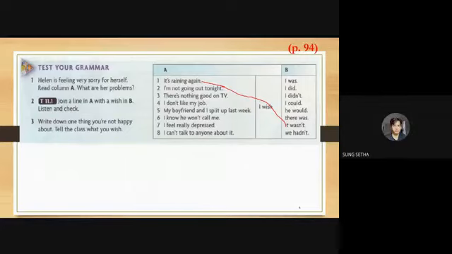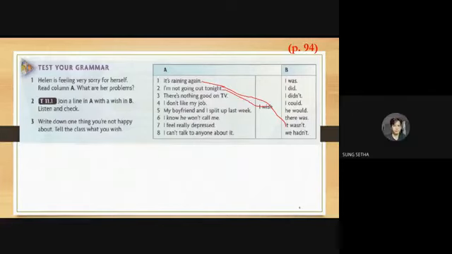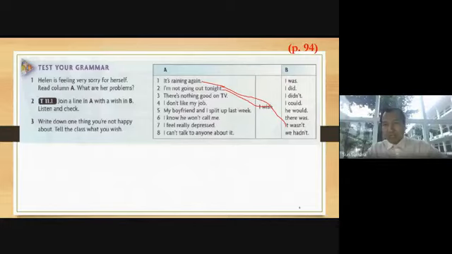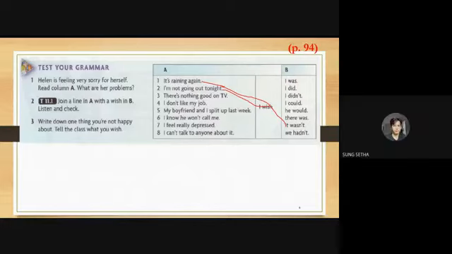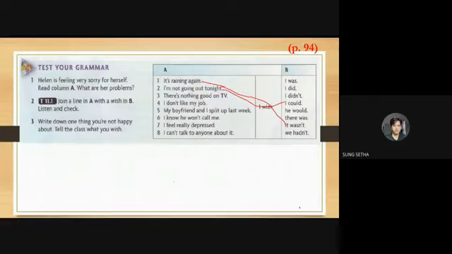I'm not going out tonight. I wish I could. I wish I'm not going out tonight. I wish I could, right? Yes. Okay, thank you. Can you call out one of your friends here? Yes, sir.